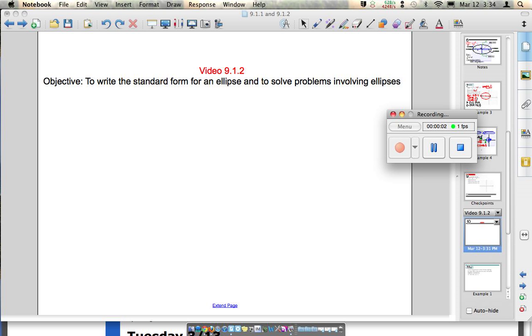This is video 912, and the goal of this video is to write the standard form for an ellipse and to solve problems involving ellipses. So we're continuing with our understanding of ellipses, but with some more challenging problems.